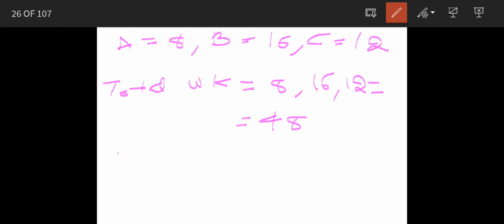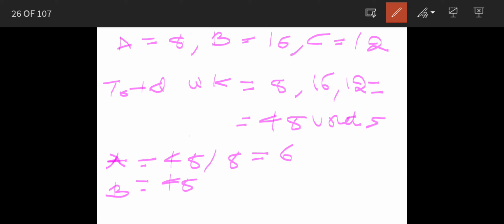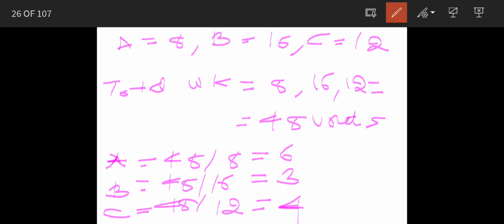So now the efficiency of A's output will be how much? 48 divided by 8. So that means he is doing 6 units of work per day. Now coming to B. So 48 divided by 16. So he is doing 3 units of work. And similarly C, 48 divided by 12. So C is doing total 4 units of work per day. So these are the efficiencies of A, B and C.